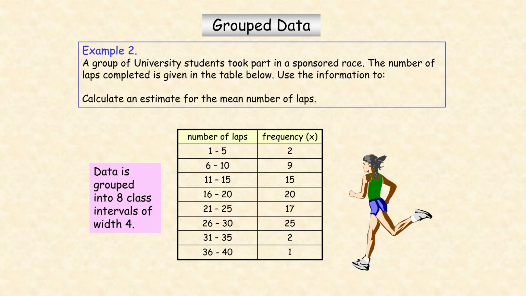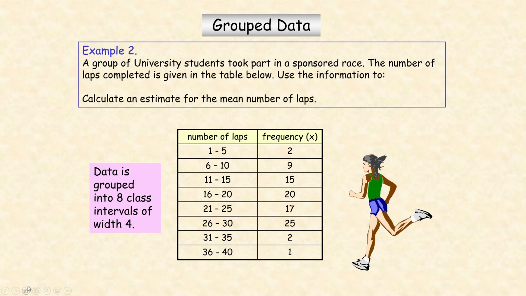Okay, in this example, we're looking at university students taking part in a sponsored race, and they've completed a certain number of laps. Some of them have completed up to 40 laps. So some did 1 to 5 laps, 2 people did 1 to 5 laps, 9 people did 6 to 10 laps, and so on. So what we're going to do is try and find an estimate for the mean, which is what they've asked us for in the question.